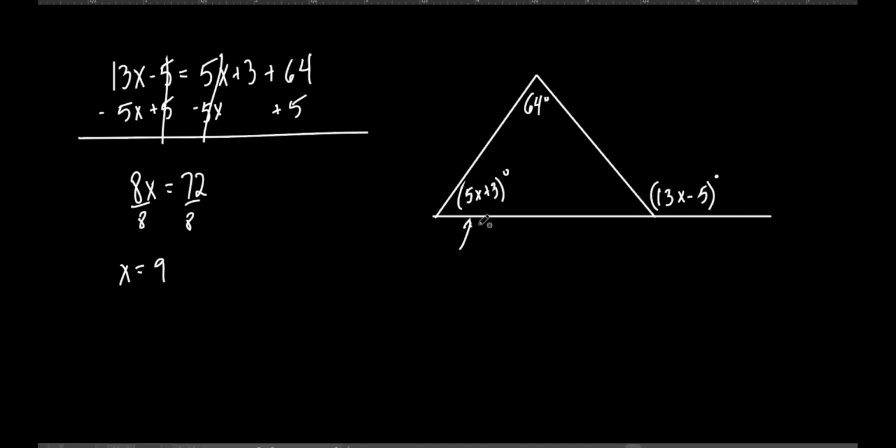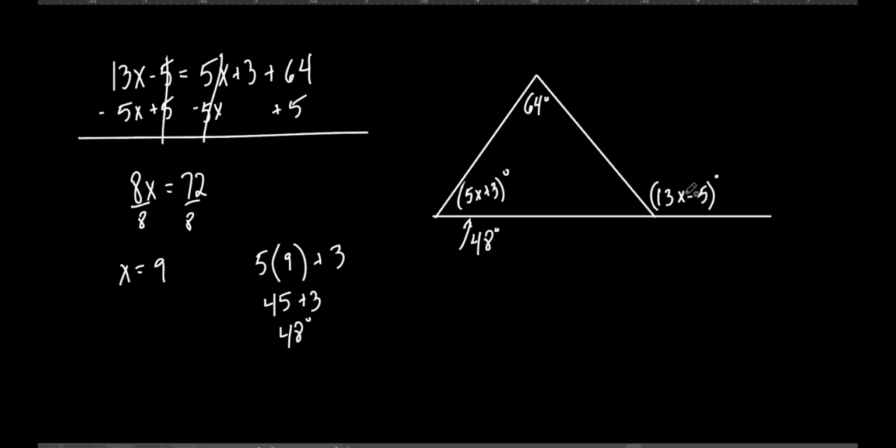Let's find this one first. It's 5x plus 3. So instead of 5x, what are we going to write? 5 times 9. We just plug it in, right? We found x and we plug it in. Plus 3. And what's that? 45 plus 3, which is 48, and that's in degrees. So this angle right there is 48 degrees.